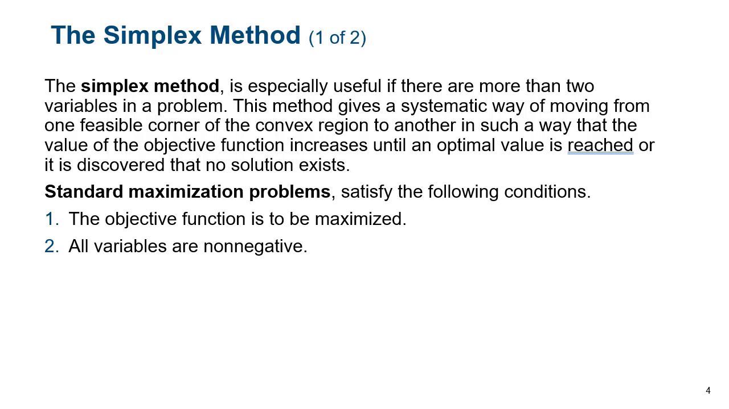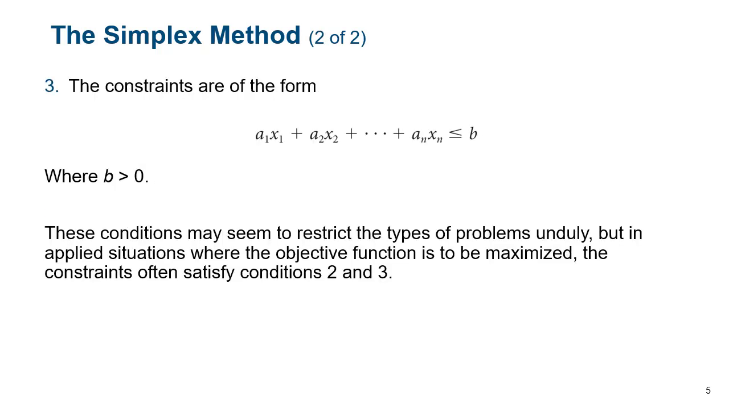Or no solution. So in order for these maximization problems to work, you have to have the following conditions satisfied. First of all, the objective function has to be a maximized function. Otherwise, it's not a maximization problem. All variables are non-negative, which is usually the case because we're trying to model things in the real world, and you can't have negative quantities of things. And then the constraints have to be of the form less than or equal to a positive number. That is really what forces you to have that convex solution area, that feasible region.